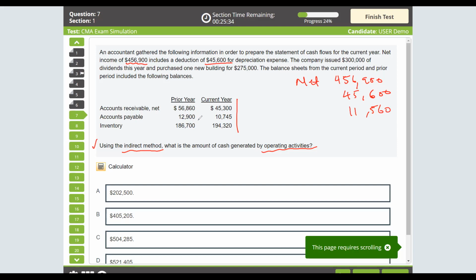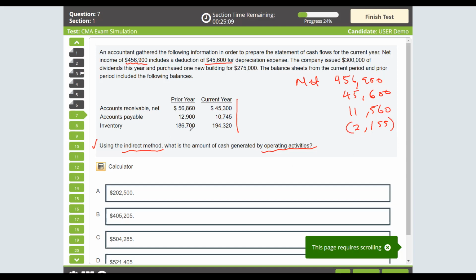Accounts payable was 12,900 and it decreased. That means we paid off our debt, which is cash. We use cash to pay off that debt. So we are going to subtract the cash that went out, the cash outflow. So the difference between these two, the decrease in payable, will give us 2,155, which is a negative number.